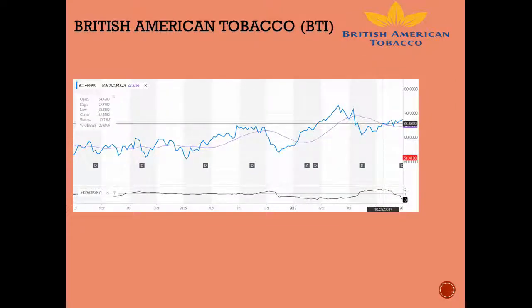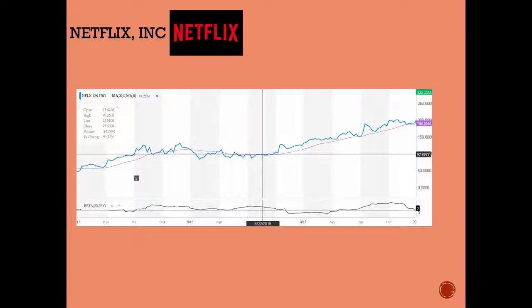The same goes to the British American Tobacco, which has a quite stable price movement, also with the simple moving average. And also Netflix also have an upward trend, which is about 5 to 10 prices that are above the simple moving average. And also the prices that are below the simple moving average about 6 to 8 signal.